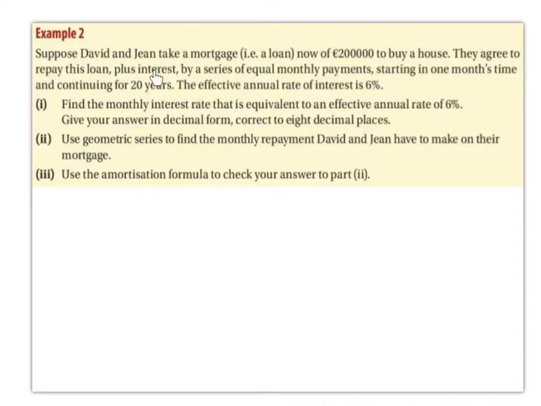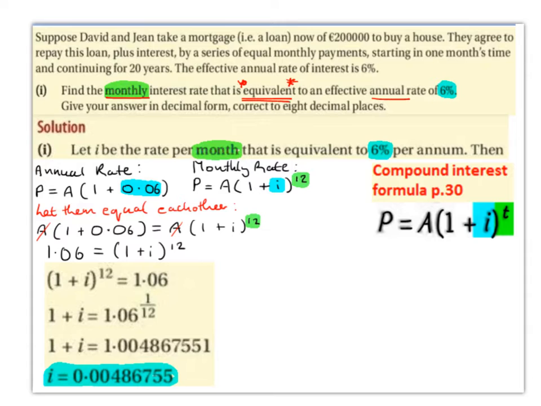Suppose David and Jean take a mortgage, i.e. a loan, now, of €200,000 to buy a house. They agree to repay this loan plus interest by a series of equal monthly payments, starting in 1 month's time and continuing for 20 years. The effective annual rate of interest is 6%.